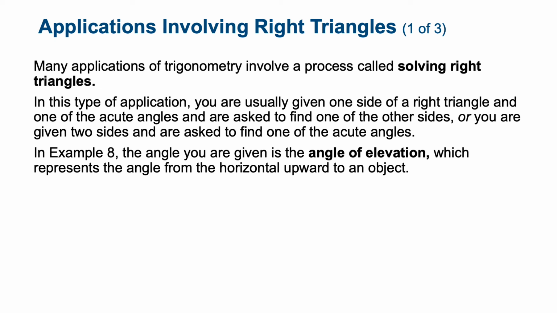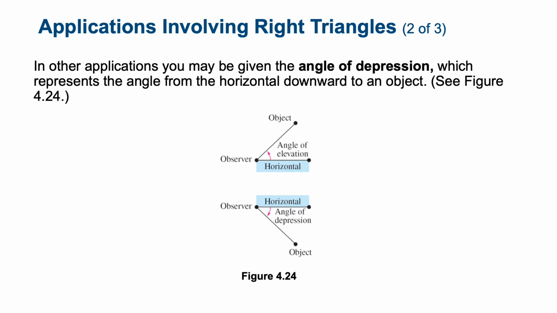Okay. Another thing that we use is angle of elevation, which basically represents the angle from the horizontal to an object. So let me show you a picture of what that is. So see here, if I'm down on the ground, let's say I'm standing on the ground and I'm looking up at some object, the angle that my viewpoint makes with the horizontal is called the angle of elevation. Okay, so that's when you're looking up, it's elevated.